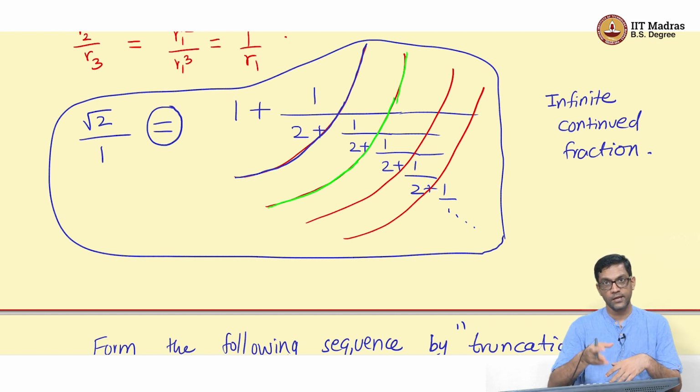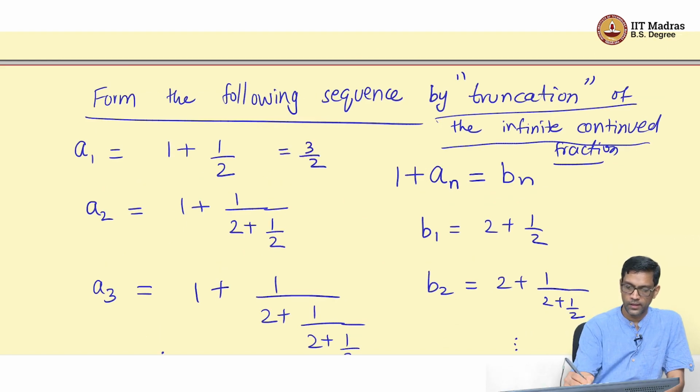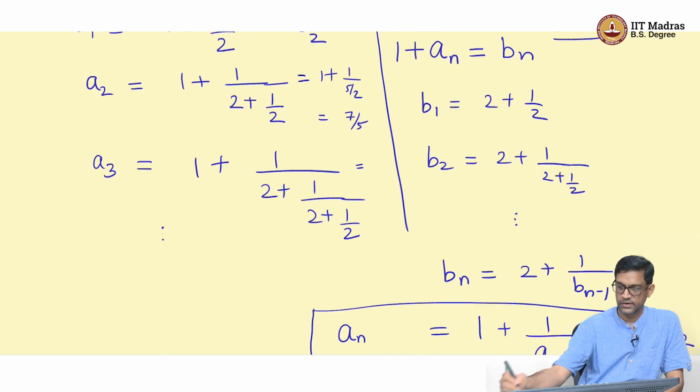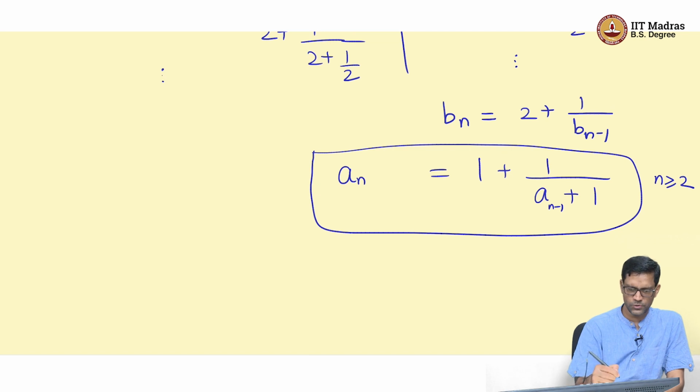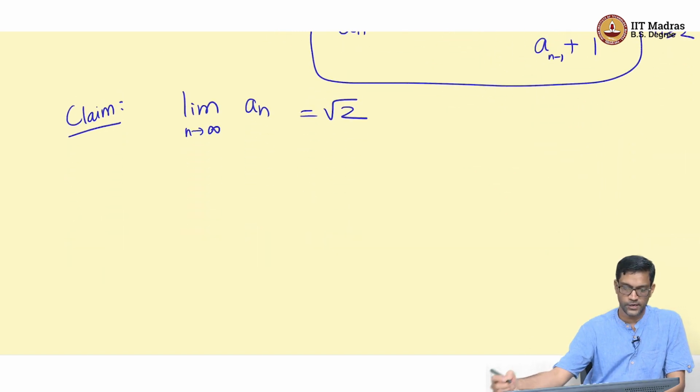What we say is we truncate and construct rational numbers. These truncations are well defined rational numbers. So for example, it's just 3/2, and then 1 + 1/(5/2), that's 2/5, so that's 7/5, and so on. These are nice rational numbers, and we have a nice rule for how the next number is formed from the previous one. The equal to sign really means the following: the claim is that the limit of An as n goes to infinity is exactly root 2. That's what I mean by saying that root 2 equals that infinite continued fraction.